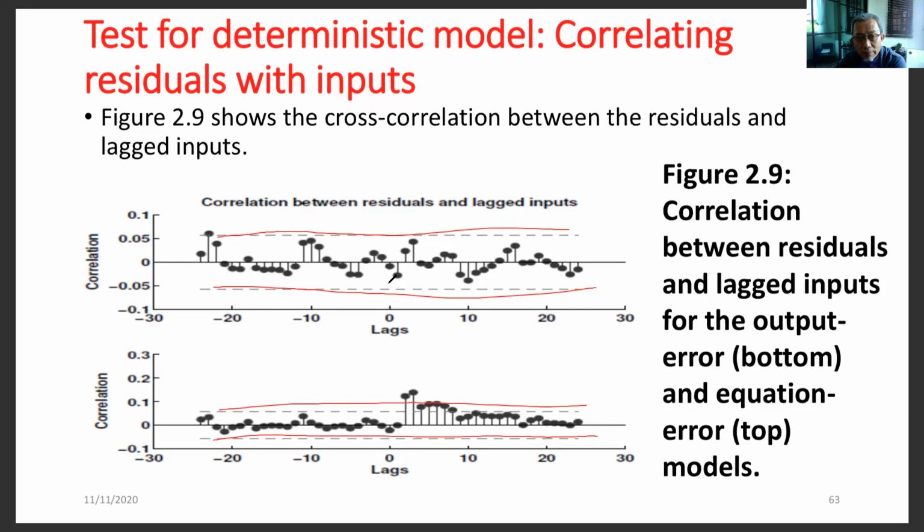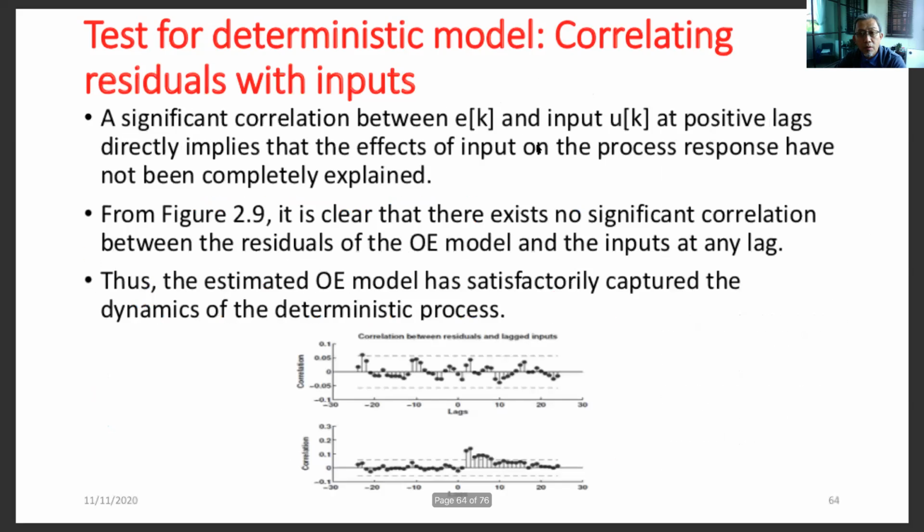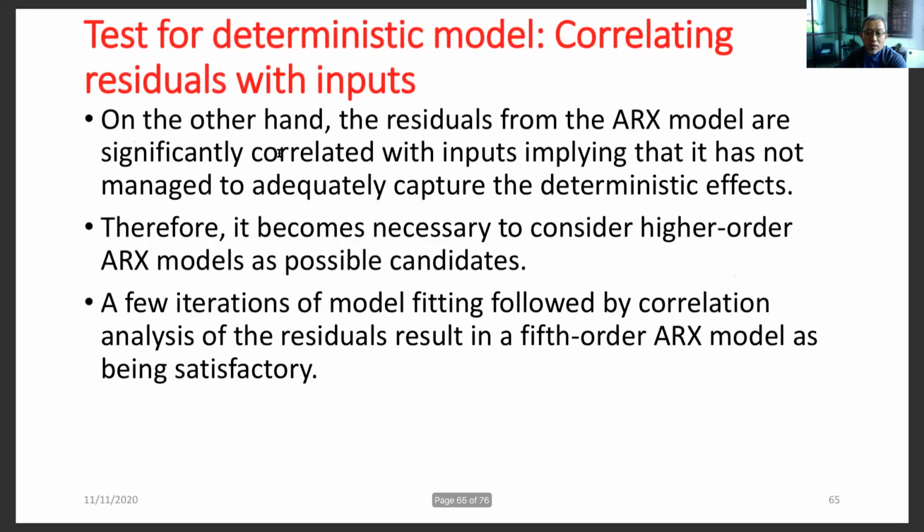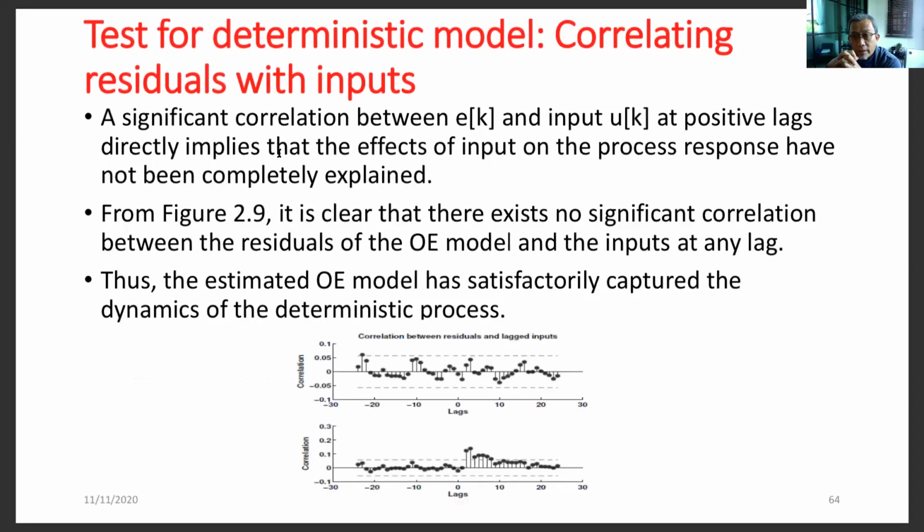the assumption that the output error model is better than the equation error model is valid, because the value of the correlation tolerance is very small. We can also find a significant correlation between the error and the input u(k) at the positive lag. That will also be discussed in chapter 2, probably in chapter 2B or 2C.